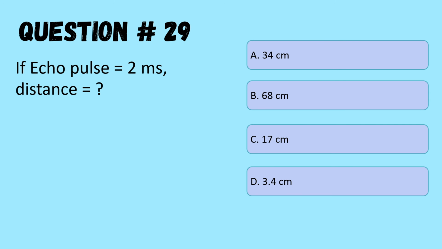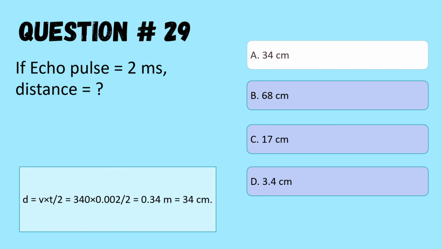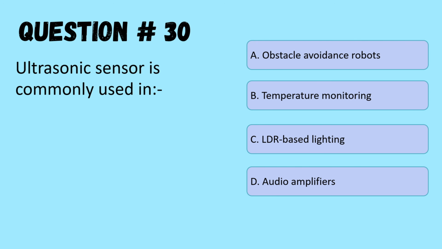Next question is: if echo pulse is 2 millisecond, then distance is equal to? Options are 34 centimeter, 68 centimeter, 17 centimeter, or 3.4 centimeter. So the correct option is option A, 34 centimeter. So we are moving to the last question. Last question is: ultrasonic sensor is commonly used in? Options are obstacle avoidance robot, temperature monitoring, LDR based lighting, or audio amplifier. So the correct option is option A, obstacle avoidance robot.